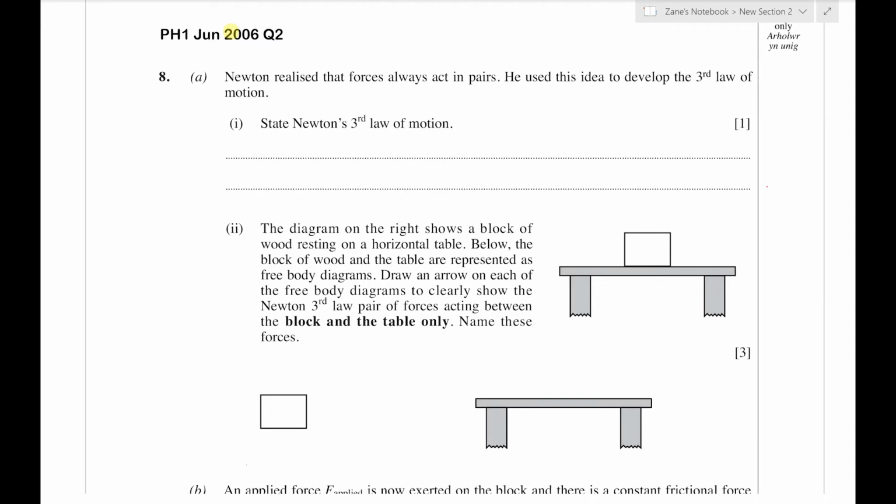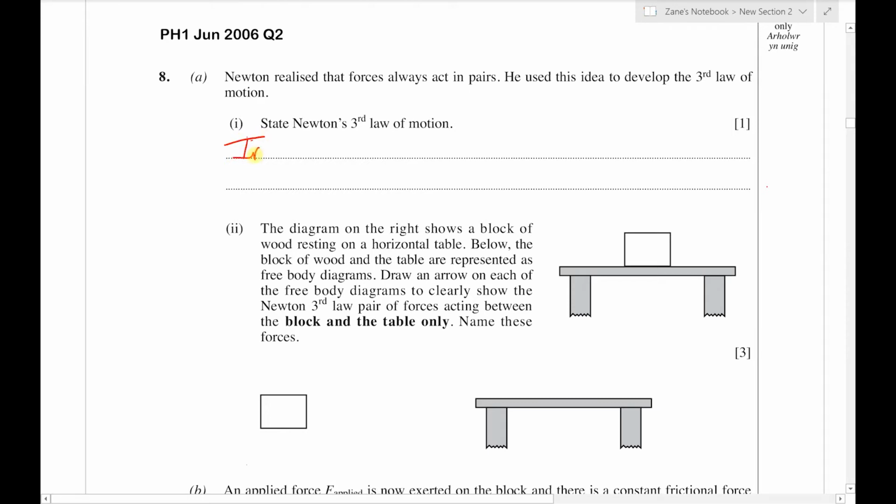First of all, we're told that Newton realised that forces always act in pairs, and he used this idea to develop the third law of motion, and we've got to state that third law of motion. Many people remember the third law as every action has an equal and opposite reaction, and that's perfectly fine provided you explain what the action and the reaction are. So it's easier to answer this question in the following way.